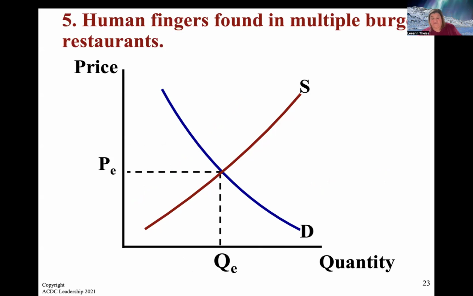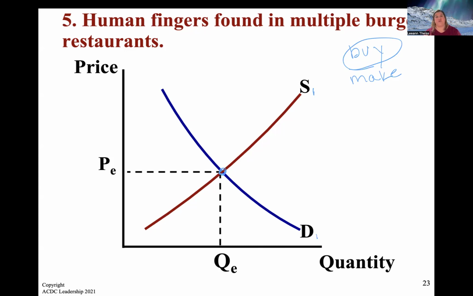Human fingers found in multiple hamburger restaurants. All right. Does that affect our willingness to buy it or our ability to make it? Well, I'm going to say that affects consumers. They don't want some nasty human fingers in their hamburgers. So if it's affecting our ability or willingness to buy it, that's going to shift demand. So let's make sure we've labeled your D1, your S1. Drop your original equilibrium point, QE and PE.